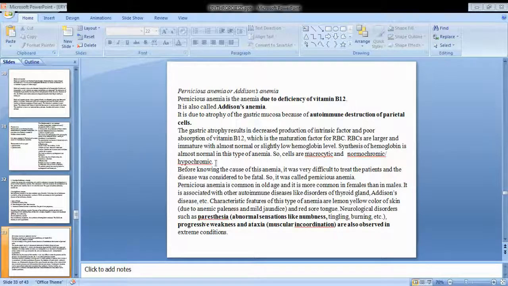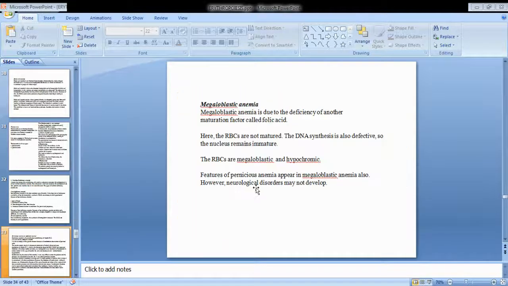Okay, so here what will happen? The synthesis of hemoglobin is almost normal, and the cells will become macrocytic and normochromic or hypochromic. So this is a type of anemia, pernicious.